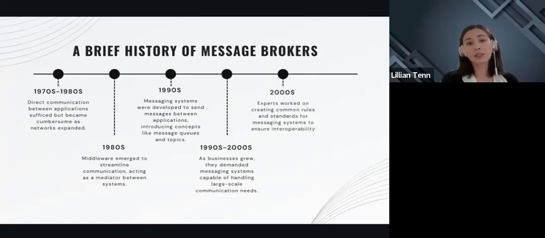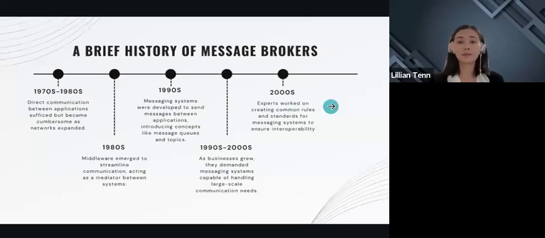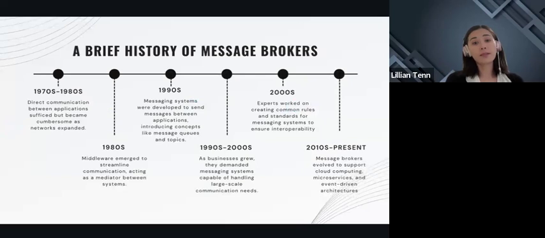To make messaging systems work seamlessly together, experts worked on creating common rules and standards. This ensured that different systems could understand each other's messages. The Java Message Service, or JMS API, was introduced in 2002, and the Advanced Message Queuing Protocol, or AMQP, was developed in 2006. Today, message brokers have evolved to support modern technologies like cloud computing and microservices. Message brokers are also integrated in cloud platforms like AWS and Google Cloud.